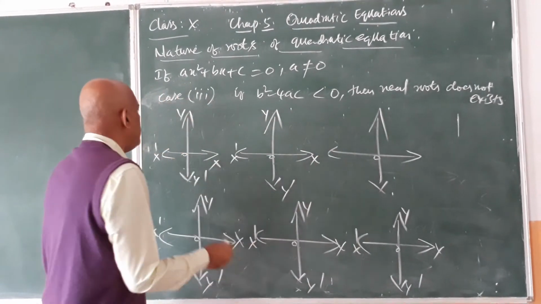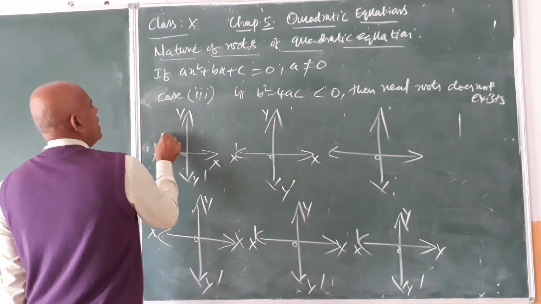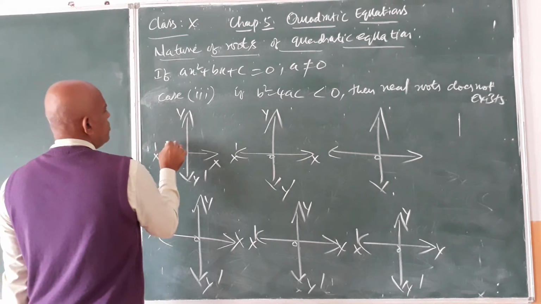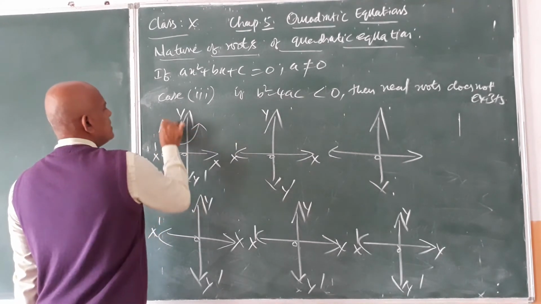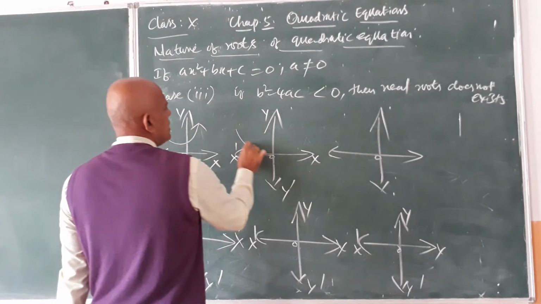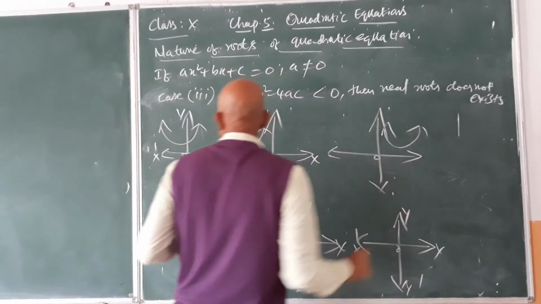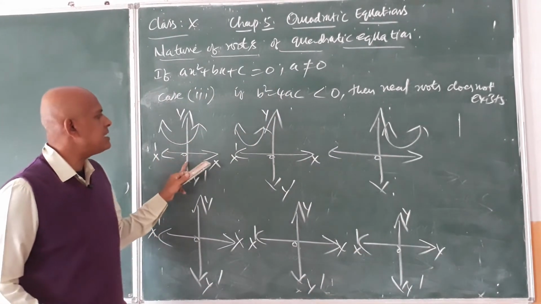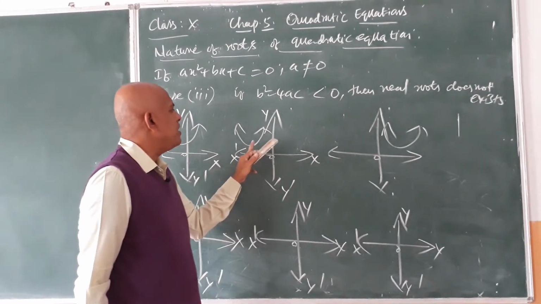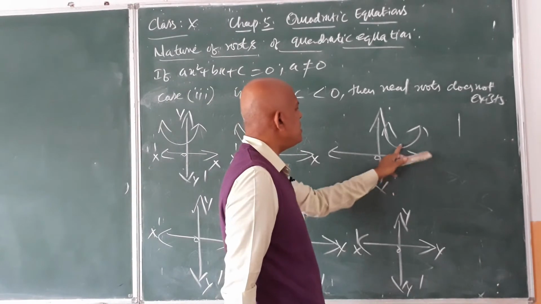How will the parabola behave? At that time, the parabola will be upwards. The parabola will be upwards and does not intersect the x axis. Here it is in both quadrants, but it is not intersecting the x axis. Here it is in the second quadrant, does not intersect the x axis. This is in the first quadrant, does not intersect the x axis.